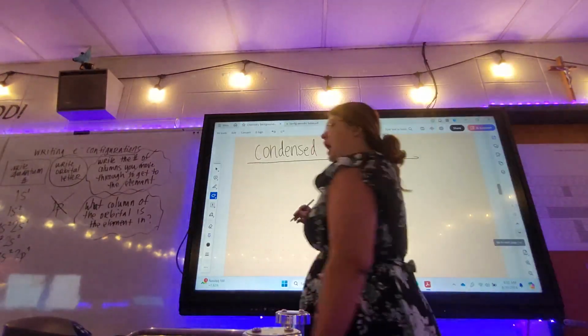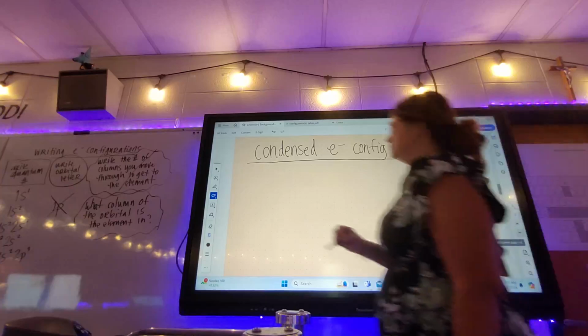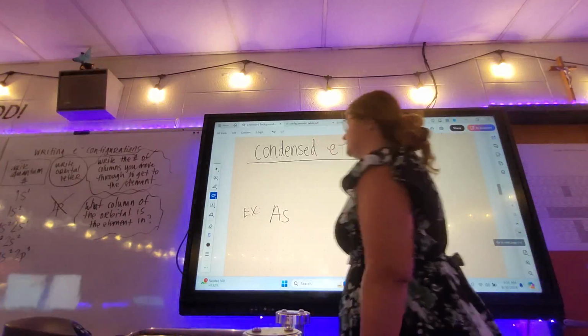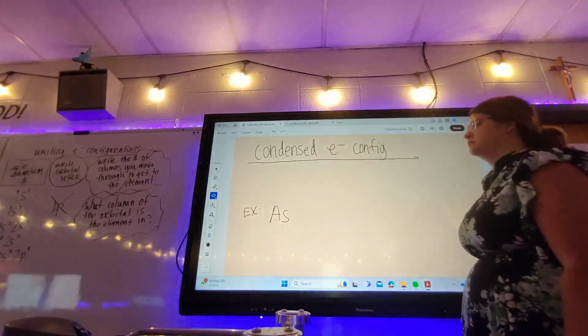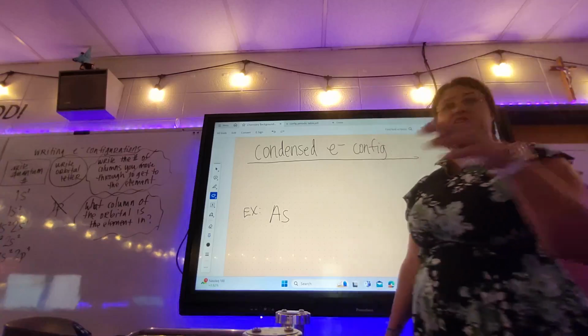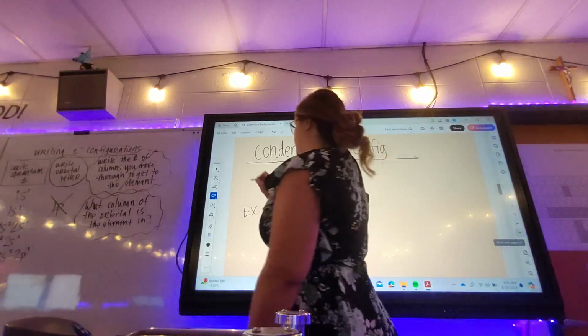All right, so I am going to pick a random element. I'm going to pick arsenic as my example. It's As. So here are your instructions for writing condensed electron configuration. And these are firm rules, you can't deviate from them.